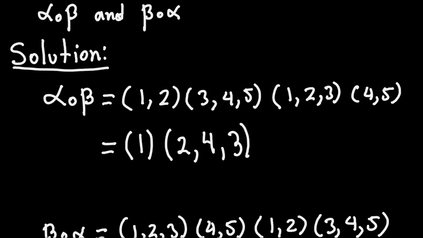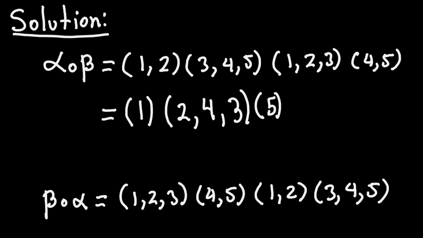Let me do that one more time. So 5 goes to 4 here. 4 is fixed here, and 4 goes to 5. So 5 is also being fixed. And remember, whenever you have something that is being fixed, you basically ignore it. So then we're going to have the representation 2, 4, 3.